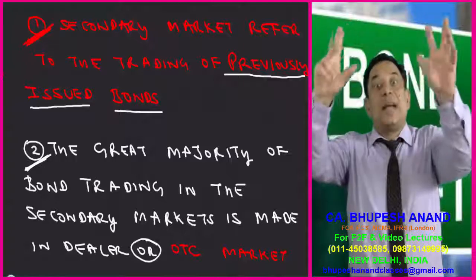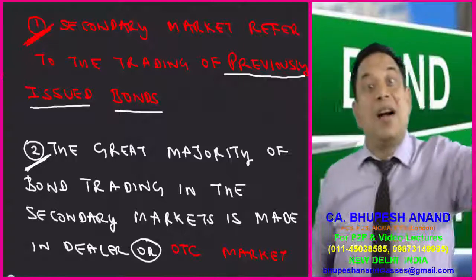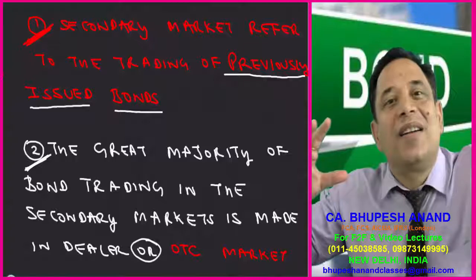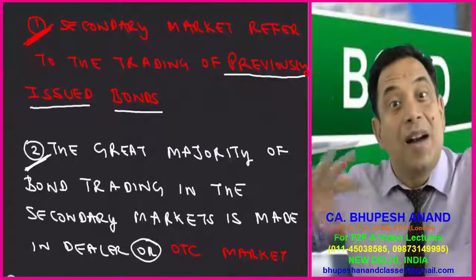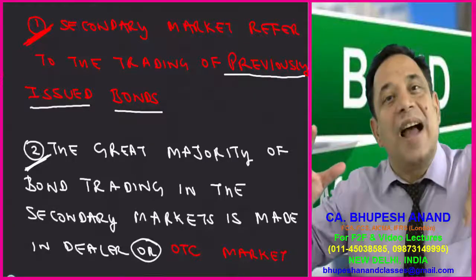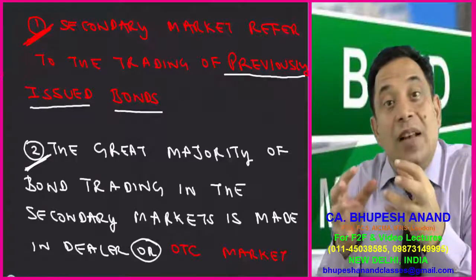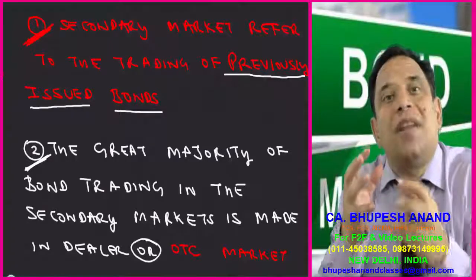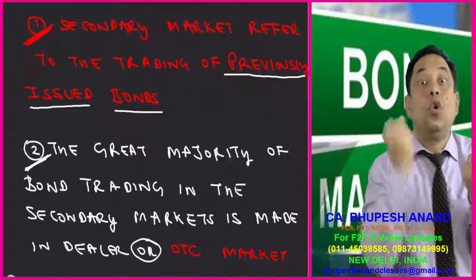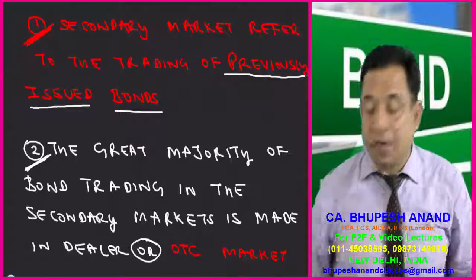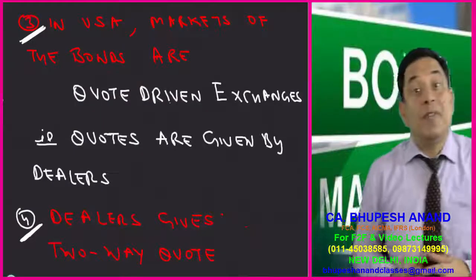It means there are two types of markets: order driven markets or quote driven markets. I repeat, order driven markets, quote driven markets. In this we will be telling you about quote driven. Now, what is the meaning of a quote? Who gives a quote? It means in case of dealer market, the quote is being given by the dealer.